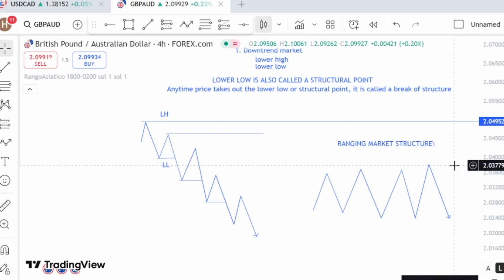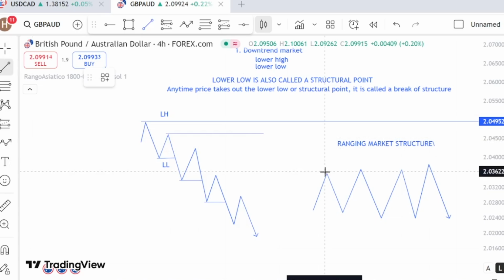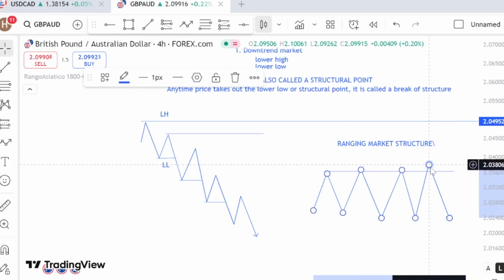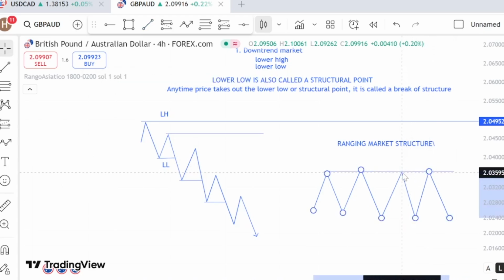Remember, if it is going bullish, it must give you higher highs and higher lows. If it is going bearish, it must create lower highs and lower lows. But in a ranging market, it does not do any of that. It just keeps ranging. It will go up, it will come down, go up, come down. It's not really giving you a good movement for you to determine the bias or the trend of the market.